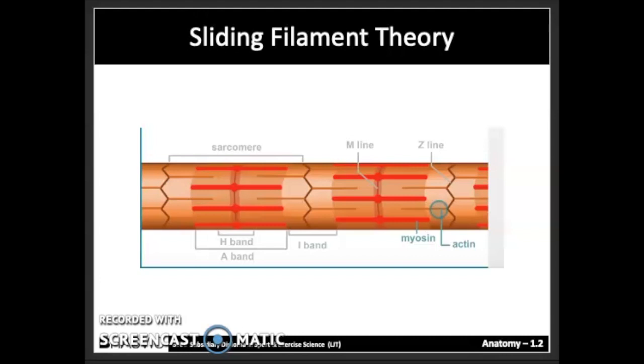In the sliding filament theory, in order for a muscle to contract, a stimulus has to be detected via the sensory organs, such as the eyes, for example, seeing a ball being passed to you in football. The information is sent via sensory neurons to the brain, which decides what to do. The impulse goes from the brain to the spine, and the central nervous system sends electrical impulses via motor neurons.